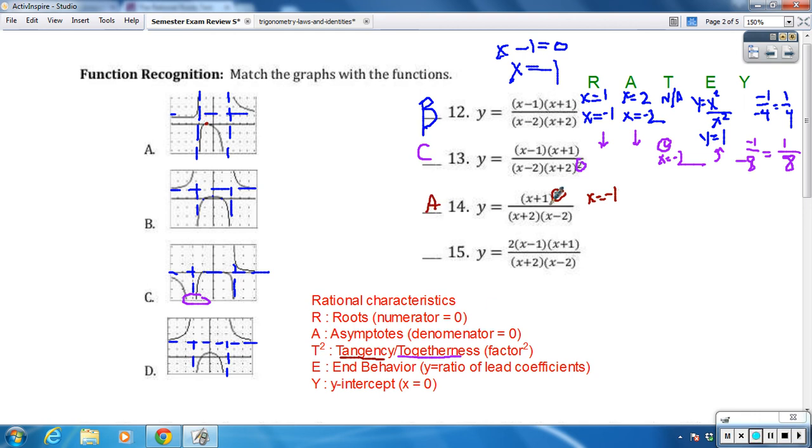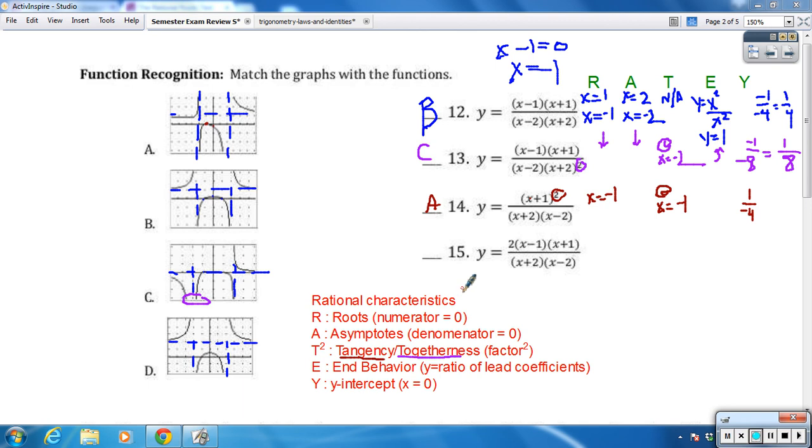Just to look at the end behavior, I still have x squared over x squared because this x is being squared, and then I have x times x on the bottom, so that's x squared as well. So that's the same. So let's see, I have tangency at x equals -1. My end behavior is going to be still y equals 1, but my y-intercept this time is going to be 1 over -4, which is -1/4. You'll notice that on A, I'm crossing a little bit below the x-axis.